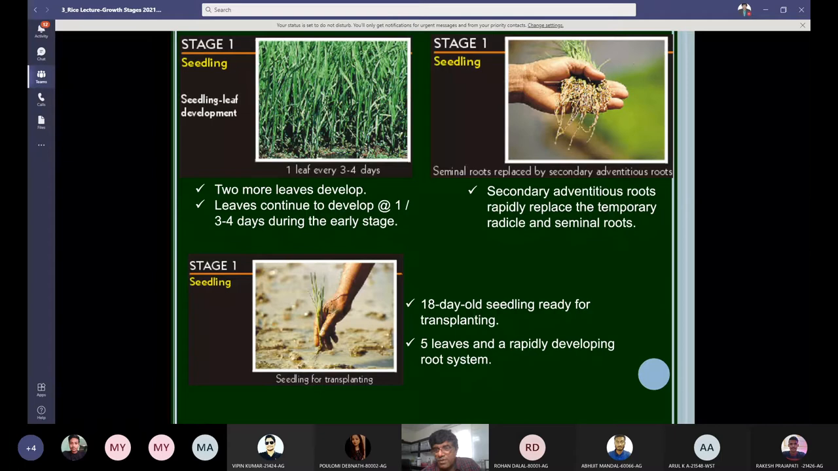You can see secondary adventitious roots rapidly replace the temporary radicle and seminal roots. Now you can see adventitious roots have come up, which are from the basal portion of the stem.